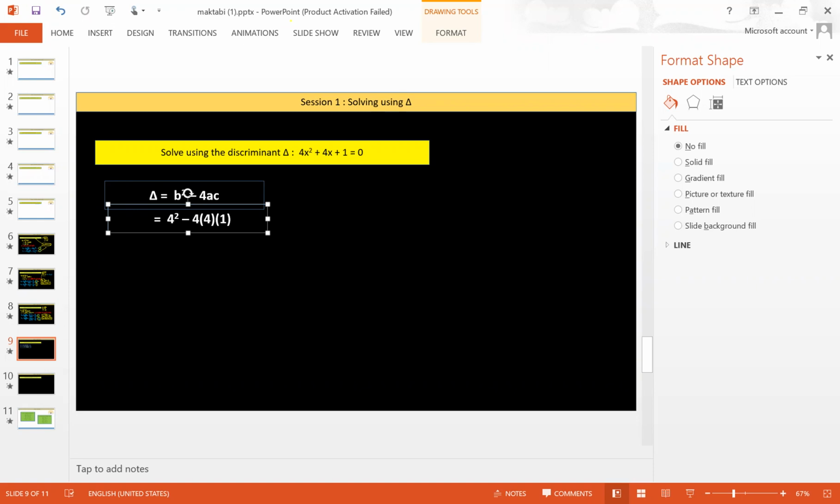Finally, solve using the discriminant delta, x squared plus x plus 3. Also in the same way, we get here delta is negative. We say no real roots. Please take this as homework for the next time, and thank you for listening.